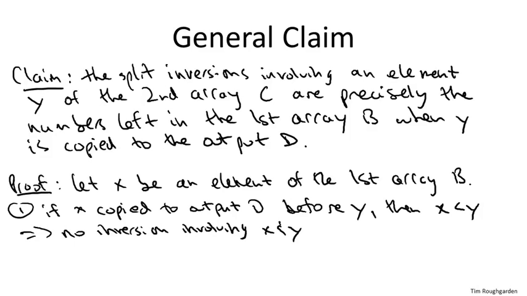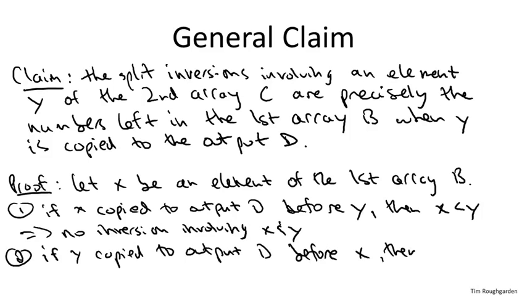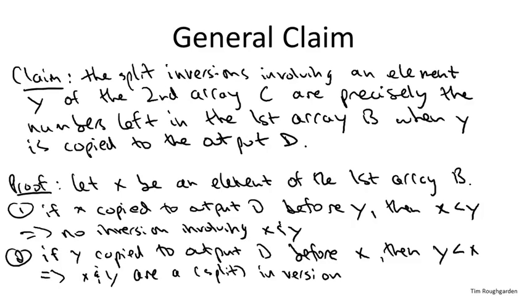On the other hand, if Y is copied to the output D before X, then again, because we populate D left to right in sorted order, that's got to mean that Y is less than X. Now X is still hanging out in the left array, so it has a lesser index than Y. Y comes from the right array, so this is indeed a split inversion. Putting these two together, the elements X of the array B that form split inversions with Y are precisely those that are going to get copied to the output array after Y. So those are exactly the number of elements remaining in B when Y gets copied over. So that proves the general claim. This slide was really the key insight.